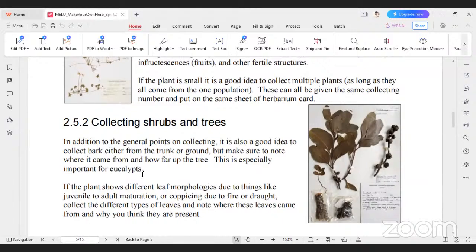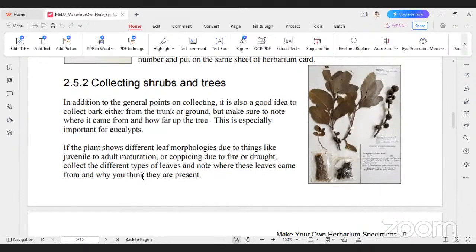These are trees, and the biggest is eucalyptus. If the plant shows different leaf morphology due to things like juvenile and adult maturation, or coping with fire or drought, collect different types of leaves and note where these leaves came from and why you think they are present.